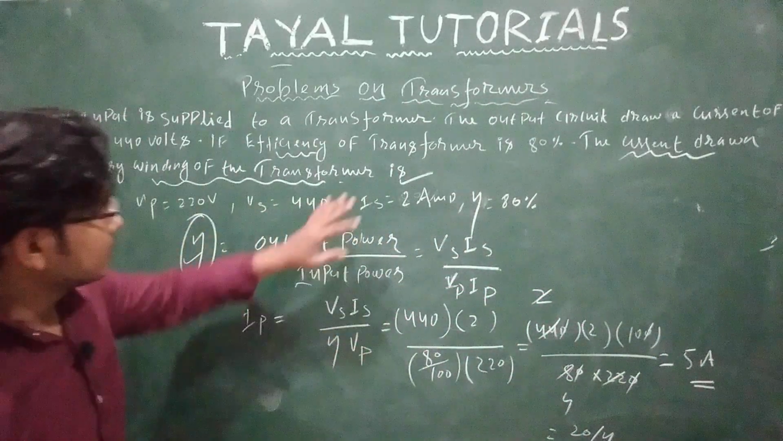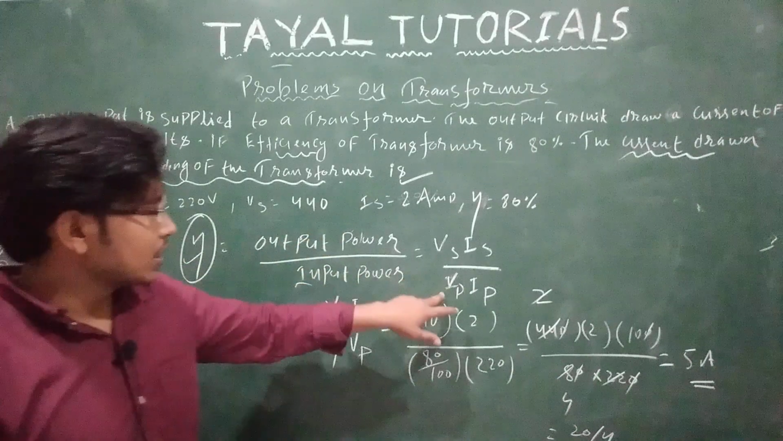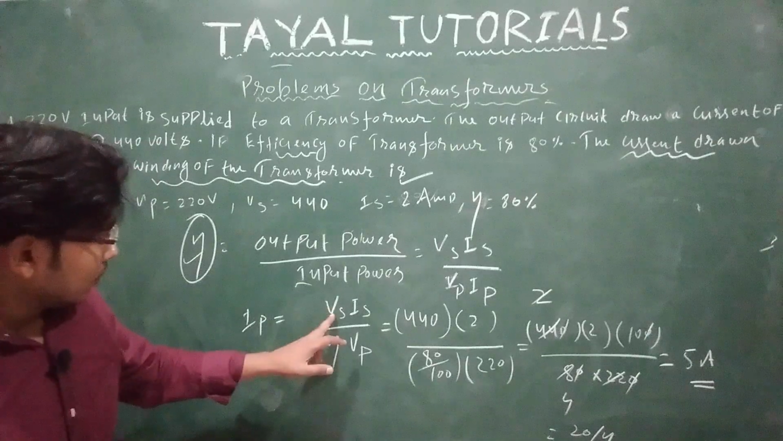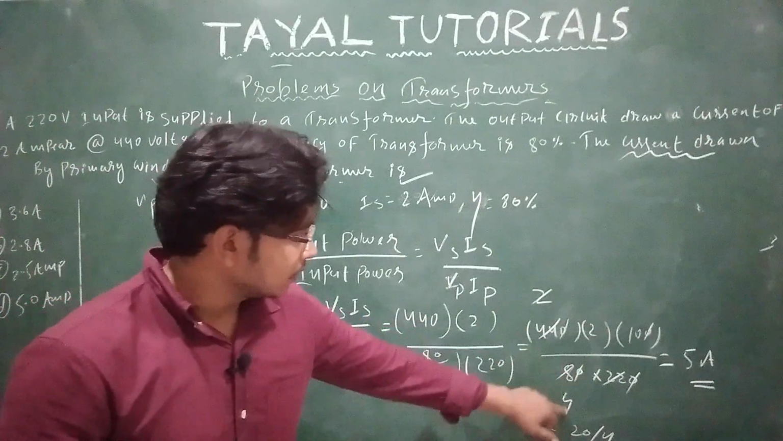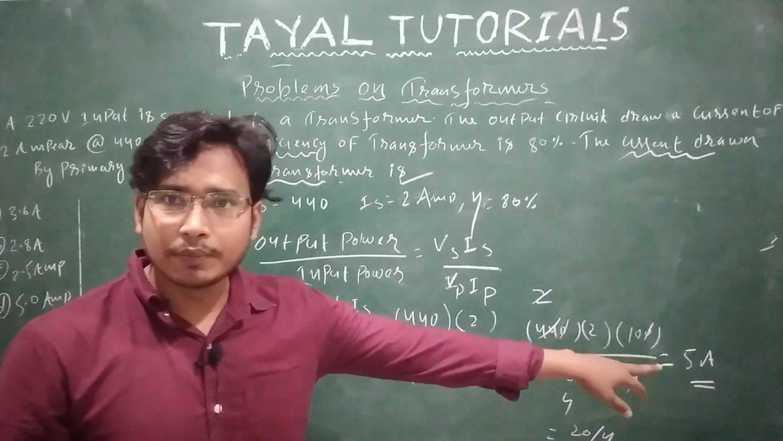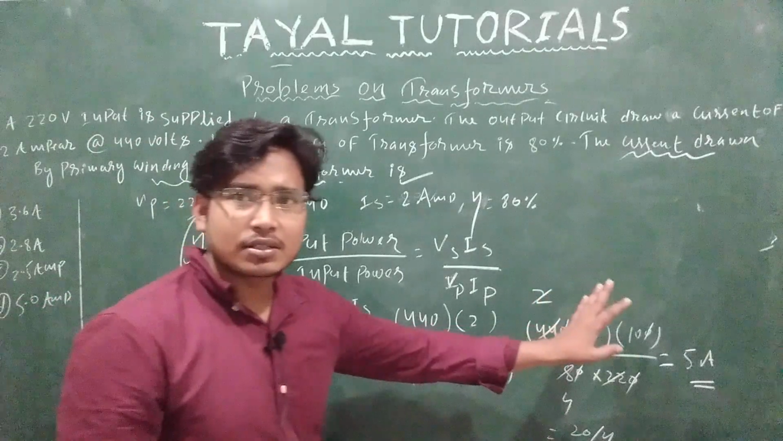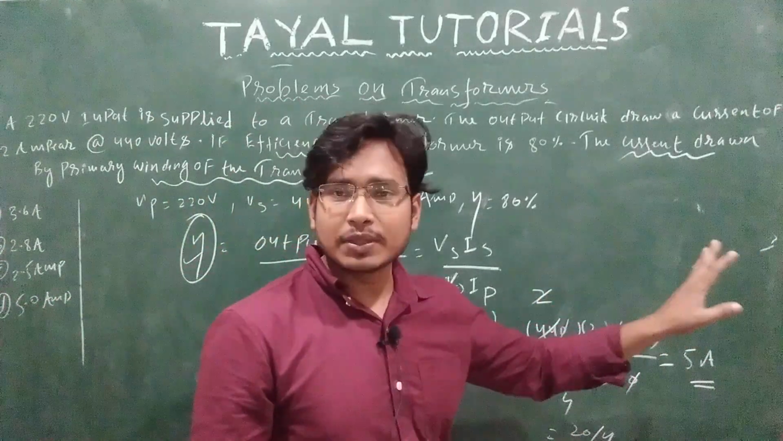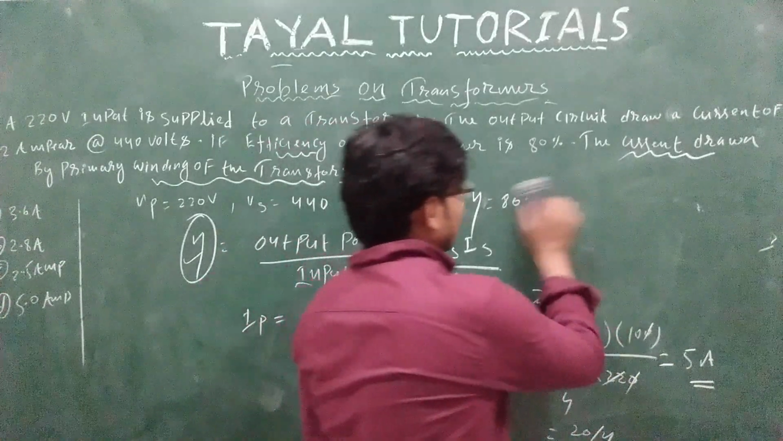This, I think, is very clear. Efficiency is output by input, Vs into Is, Vp into Ip. 440 to 80 by 100, 220, that will go up. So 20 by 4, that is your 5 ampere. So I am just giving an idea of that. If someone says that there is 100% loss in a transformer, what would be the efficiency of the transformer? So let me give you an idea about that.